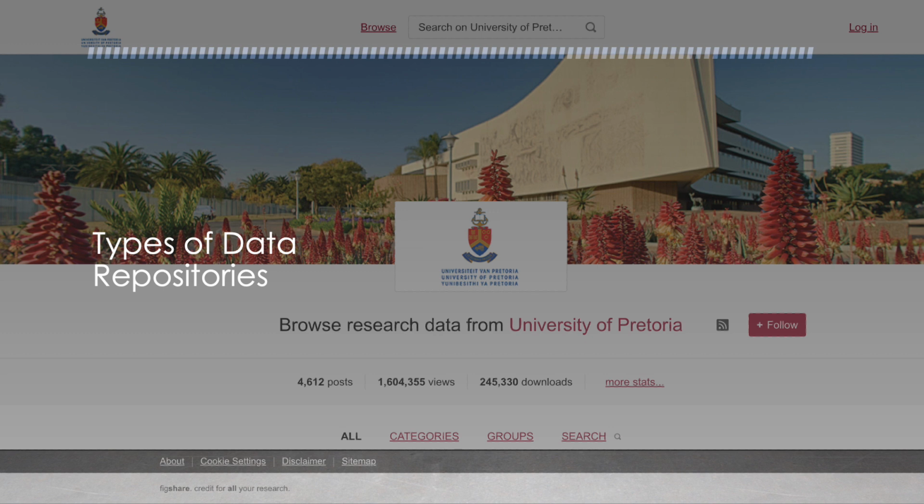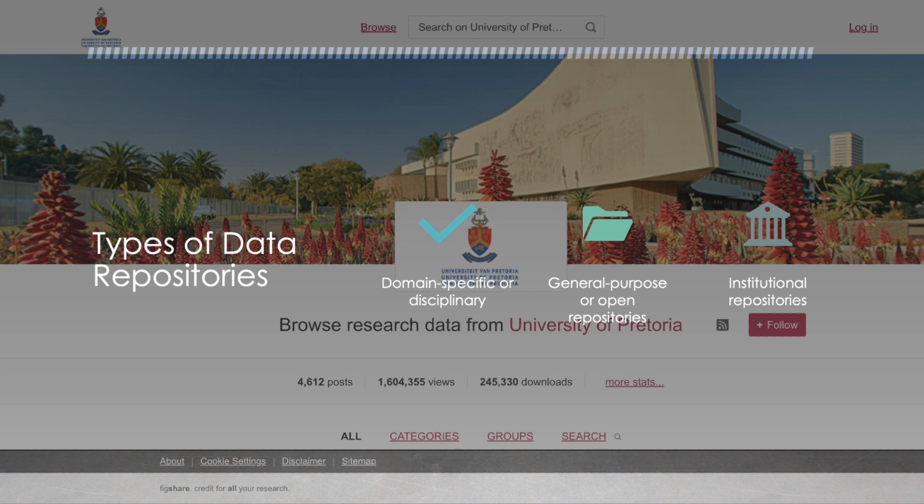Okay, let's talk about the types of data repositories. There are three main categories that we will focus on for this presentation. The first category being domain-specific or disciplinary repositories. These are specific to a certain discipline and are often owned by an organization.